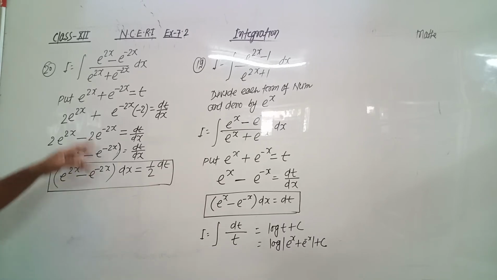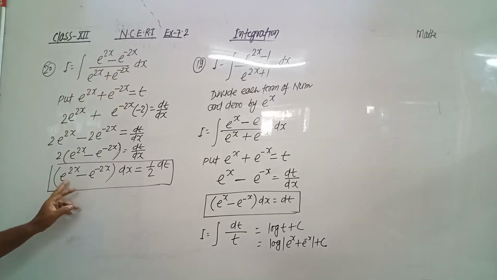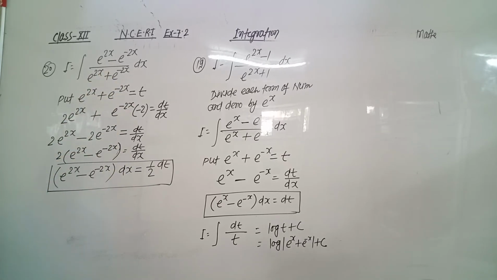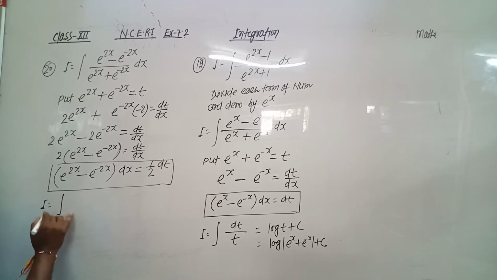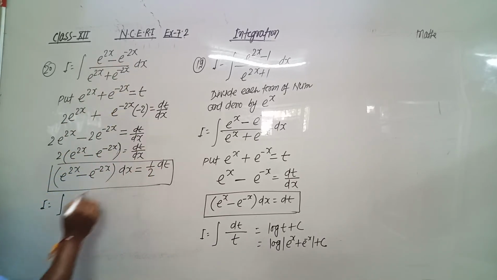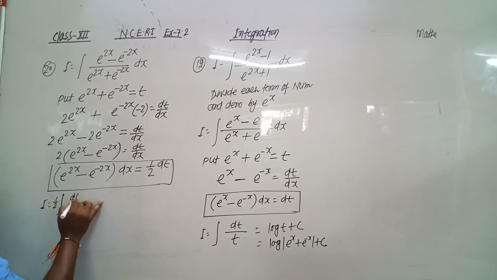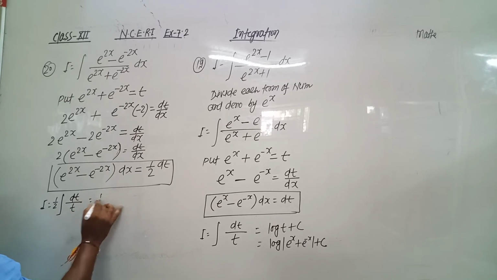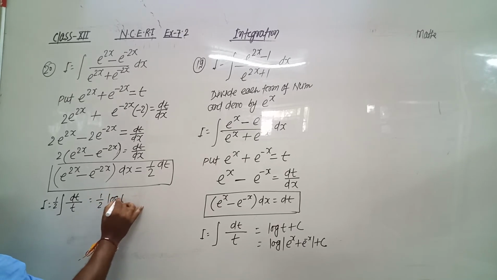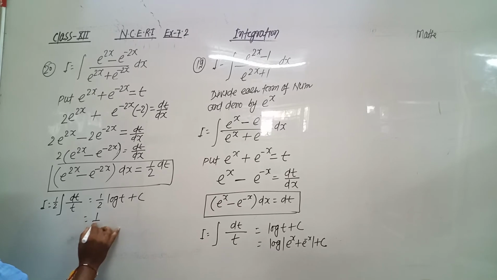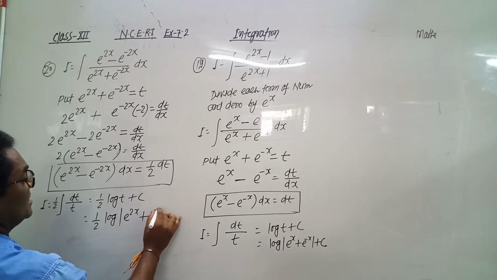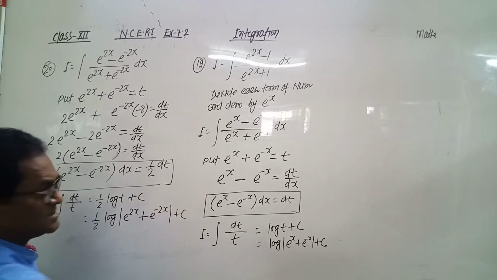So this is the value of numerator, (e raised to the power 2x minus e raised to the power minus 2x) dx. So I equals integration, at the place of this we can write 1 by 2 dt, and at the place of denominator we can write t. So it gives 1 by 2 log t plus c. Put the value of t, so 1 by 2 log of (e raised to the power 2x plus e raised to the power minus 2x) plus c.